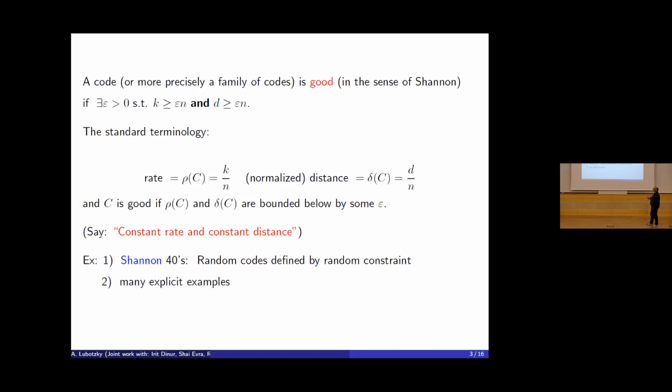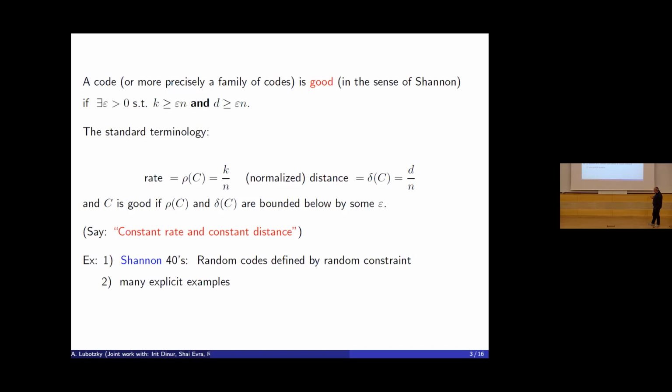The standard terminology looks at k over n and calls it the rate, and the normalized distance is d over n. So we want both of them to be bounded away from zero. Namely, we want k and d both to grow linearly with n, and you can optimize. I won't go to that today. You can ask more than just that. But usually the terminology is constant rate and constant distance. So that's usually the terminology in the area of error correcting codes.